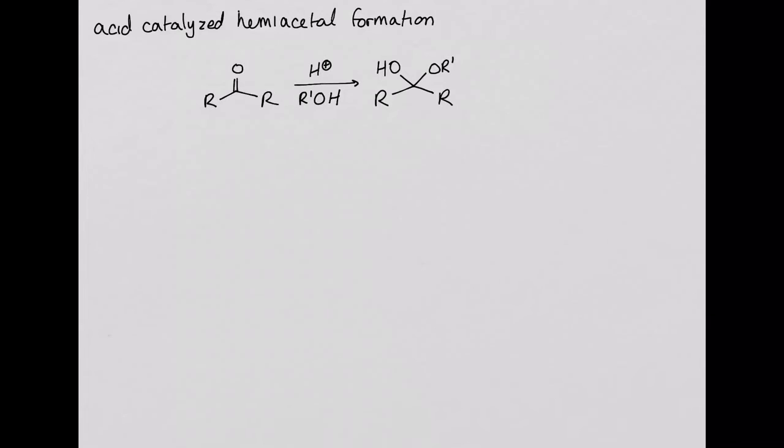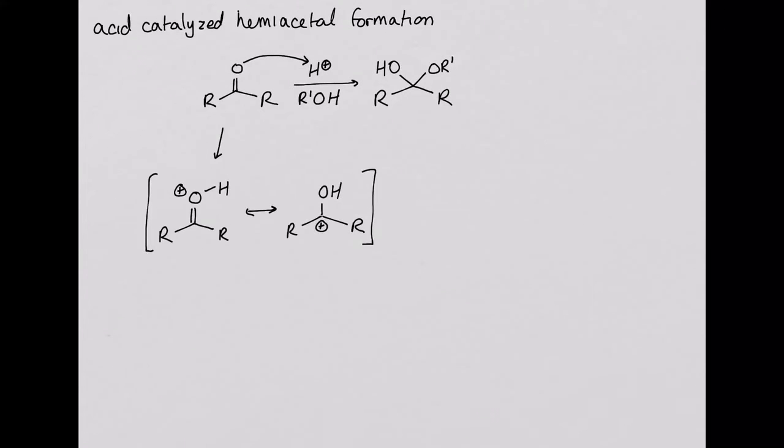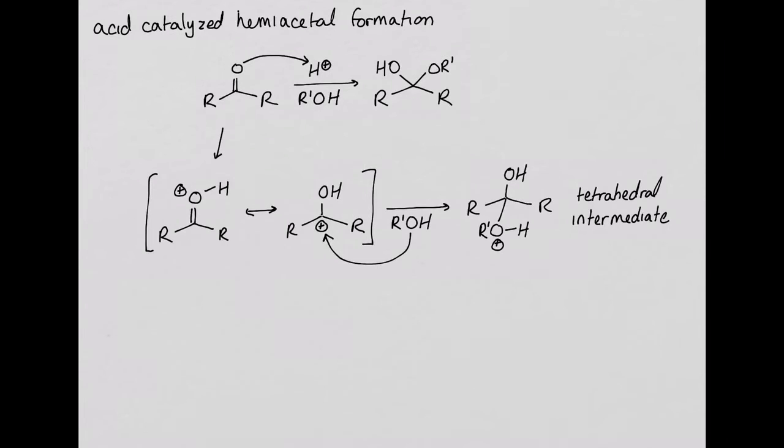Just like hydration, the first step of the acid-catalyzed mechanism is protonation of the carbonyl oxygen. This produces a resonance-stabilized cation. In the next step, the nucleophile, an alcohol in this case, attacks the carbocation. This produces the tetrahedral intermediate. In the final step, the tetrahedral intermediate is deprotonated to produce the neutral hemiacetal.